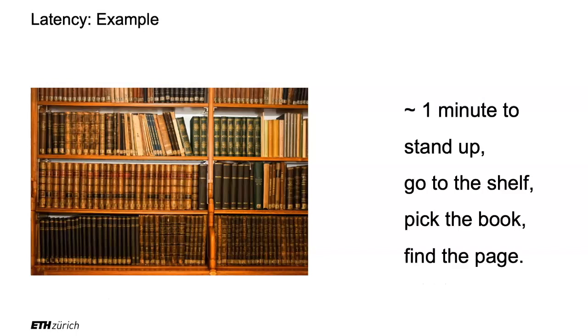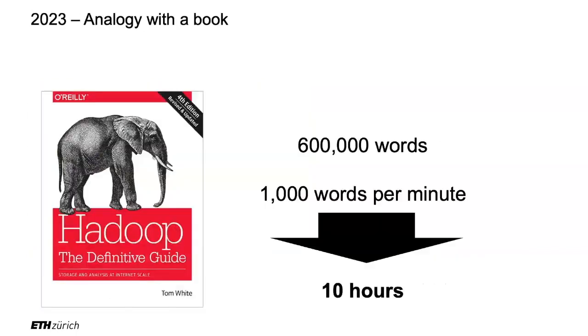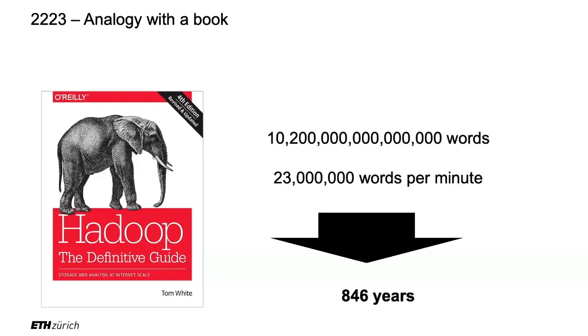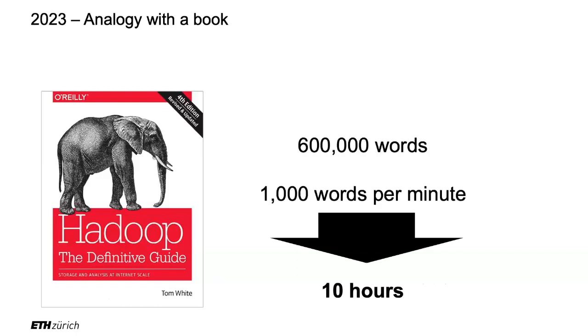That's the latency. Now imagine that we go 2 centuries into the future. That's generous, right? Because for the drives, it was only 70 years. But let's go 2 centuries into the future. So today I can read the book in 10 hours. If I go to the future and I have exactly the same evolution, so I multiply the number of words by 17 trillion and the number of words per minute only by 23,000, now it's going to take me 846 years to finish the book. Do you see how crazy it is?